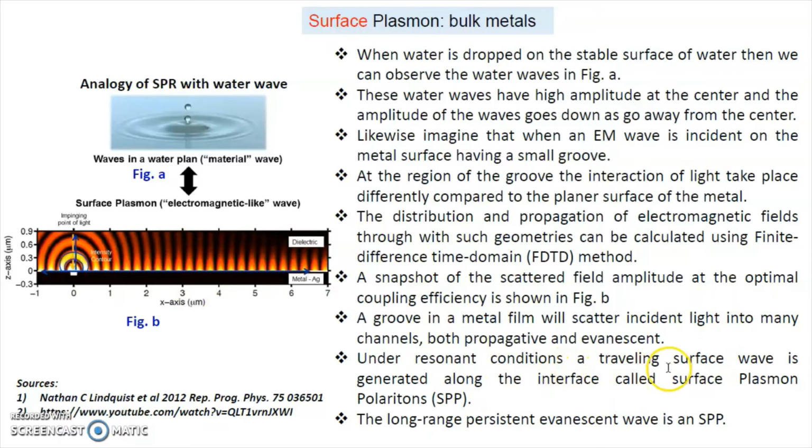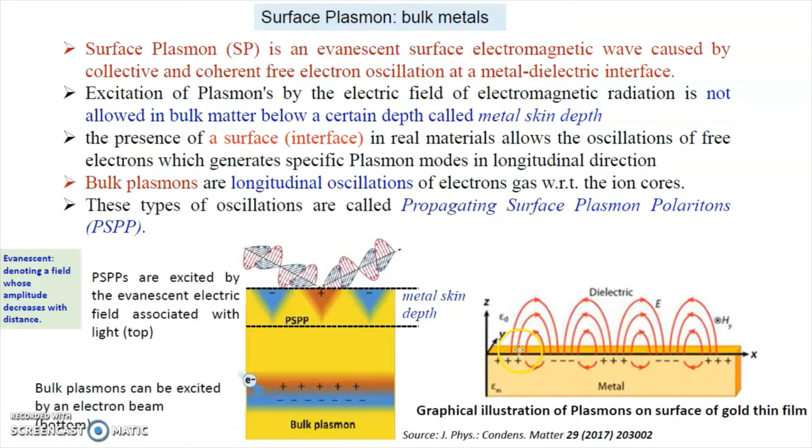Under resonant conditions, a traveling surface wave is generated along the interface, which is called surface plasmon polaritons. So along the interface, okay, this is the interface, right? There, surface plasmon polaritons are generated. So this is the situation.